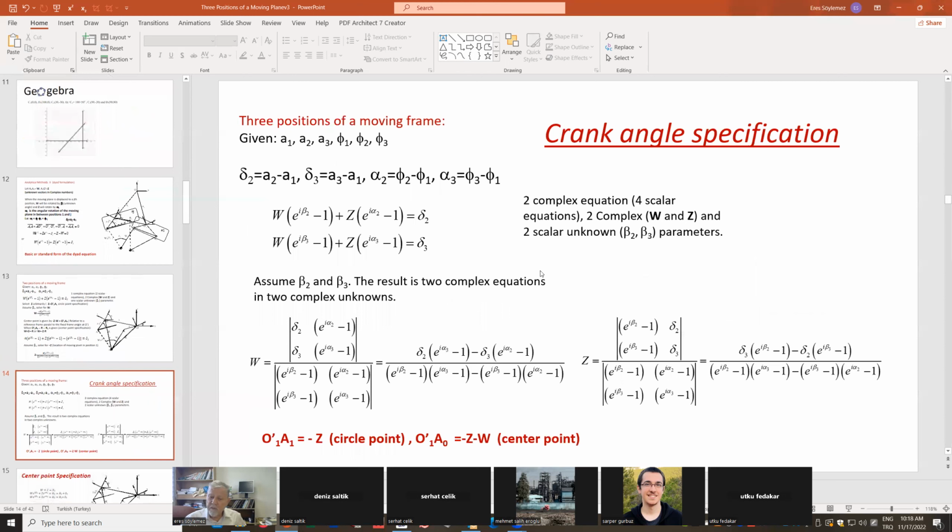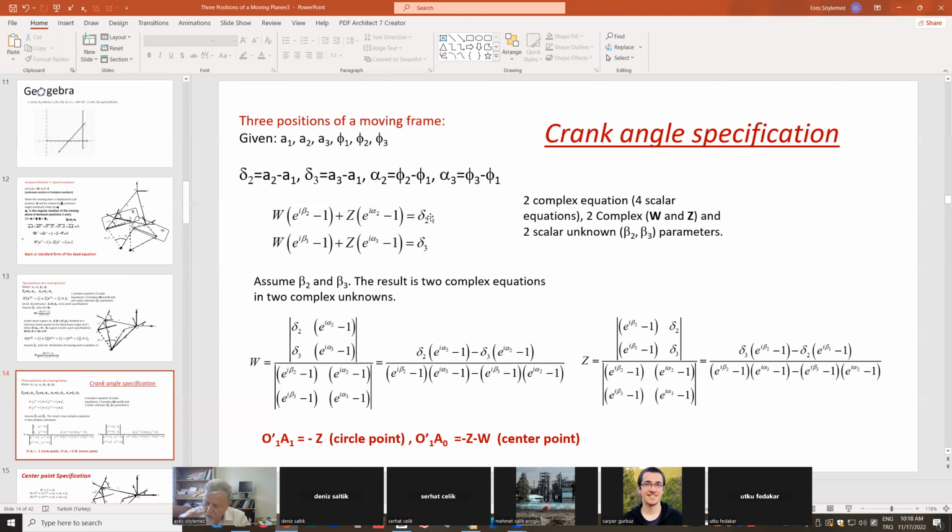Now, for 3 positions of a moving plane, I will be given A1, A2, A3, and phi1, phi2, phi3. Correct? From which I will be able to determine delta 2, delta 3, alpha 2, alpha 3. Agreed? Now I can write 2 equations for position 2 and for position 3. W e^(i(beta 2 minus 1)) plus C e^(i(alpha 2 minus 1)) is equal to delta 2. W e^(i(beta 3 minus 1)) plus C e^(i(alpha 3 minus 1)) is equal to delta 3.